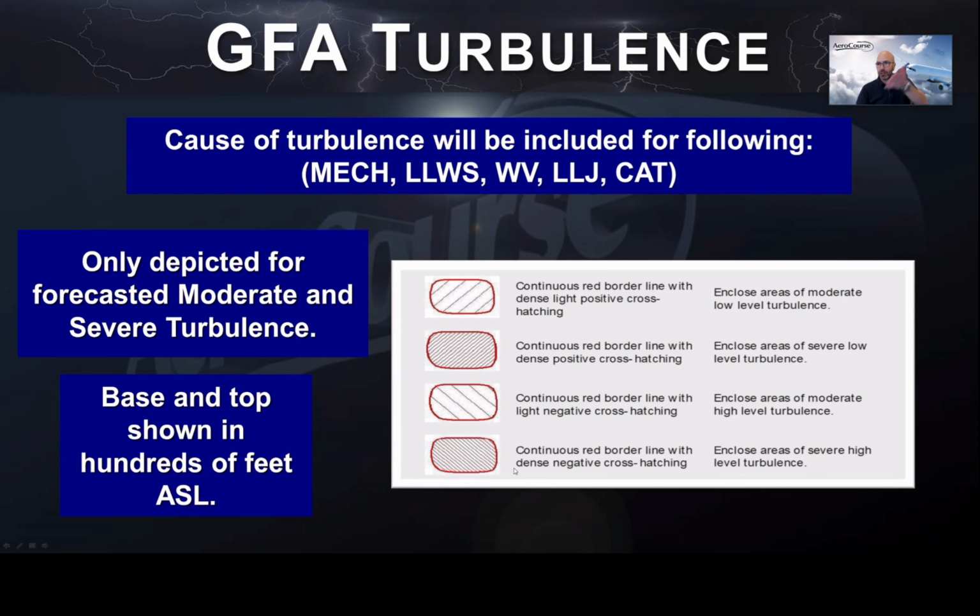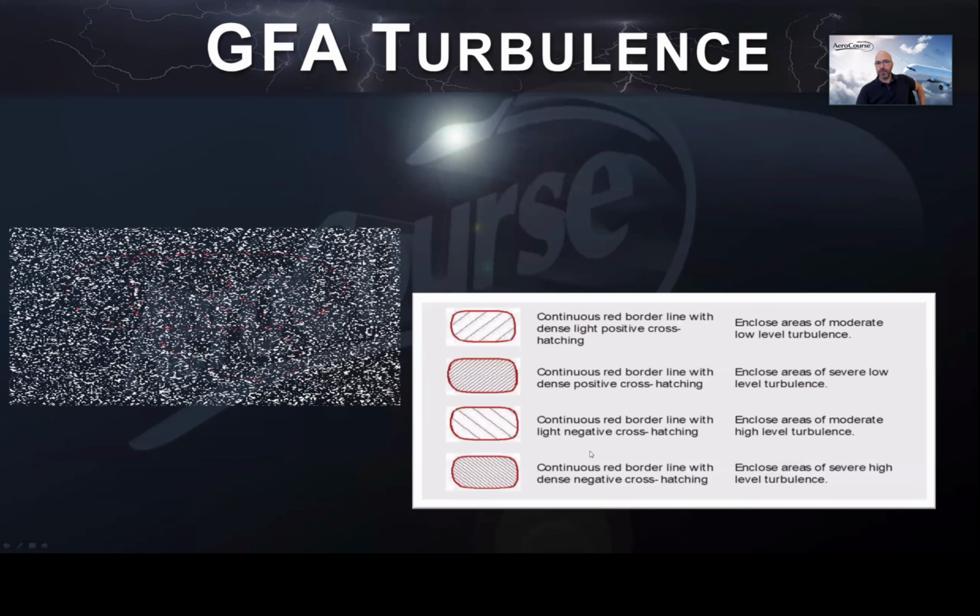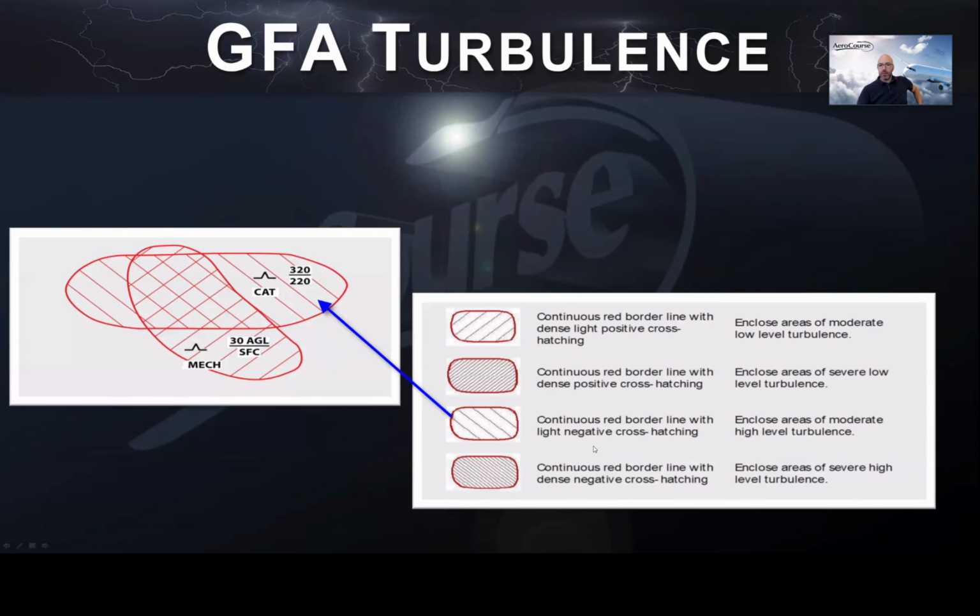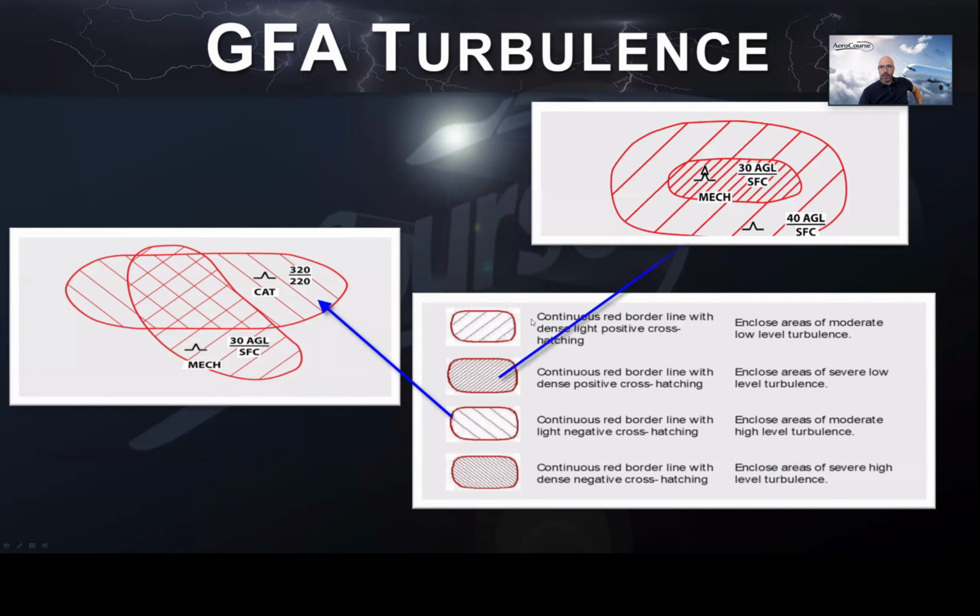And believe it or not, the direction of the hash marks means something. If it goes one way, it's representing low level, and if it goes the other way, it represents high level turbulence. So it allows them to kind of give you an illustration of layers of turbulence if they have to. And then density would be like this.